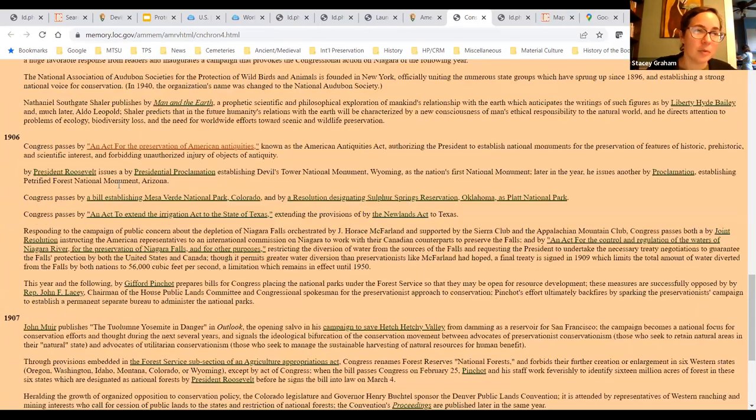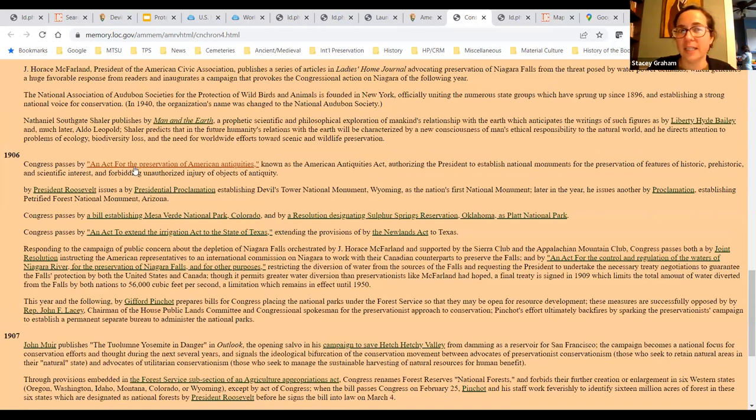So what's John Muir doing, for example? So yeah, you can see already in 1906, there's a link to the Antiquities Act right there.